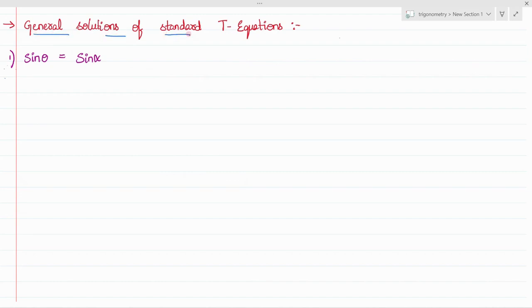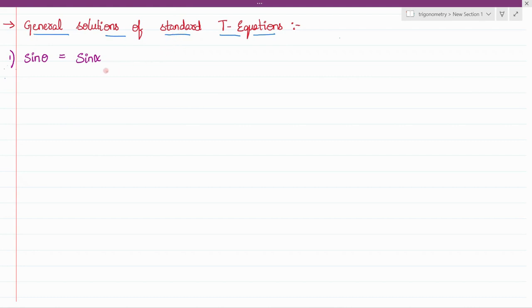General solutions of standard T equations. T is nothing but the trigonometric equations. Earlier we have seen the solutions for simple T equations. Now we're going to see the solution for standard T equations. So let's see what are those.